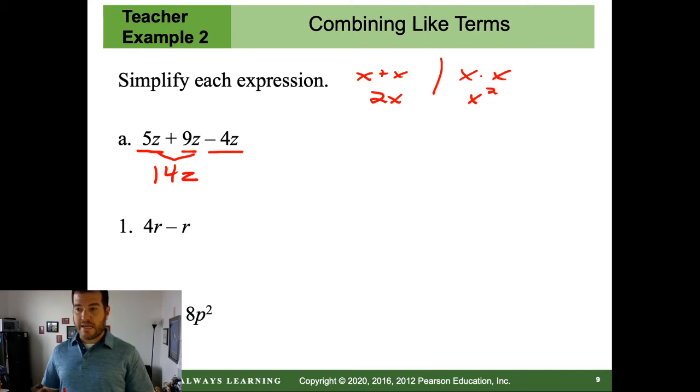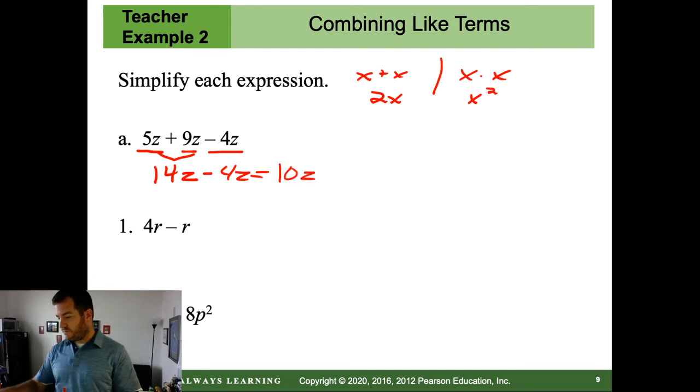But I basically think of the variables as like an apple. So I've got 5 apples here. I've got 9 apples there. When I combine those two, I'm going to end up with 14 apples. Okay, so I'm going to subtract a 4z from here. And again, if I have 14z minus 4z, I think that's going to leave me at 10z. Go ahead and try 1 and 2.